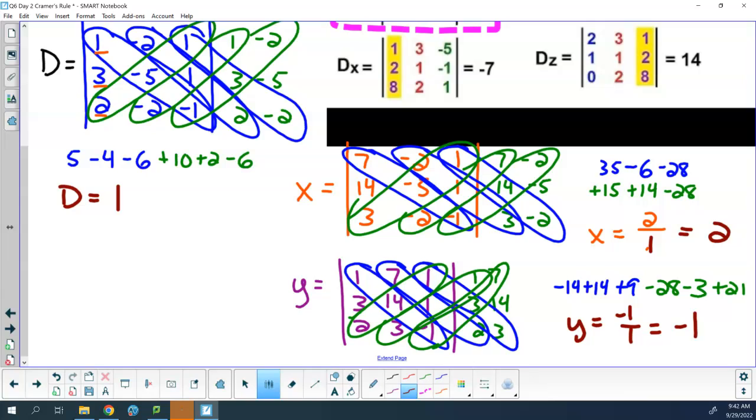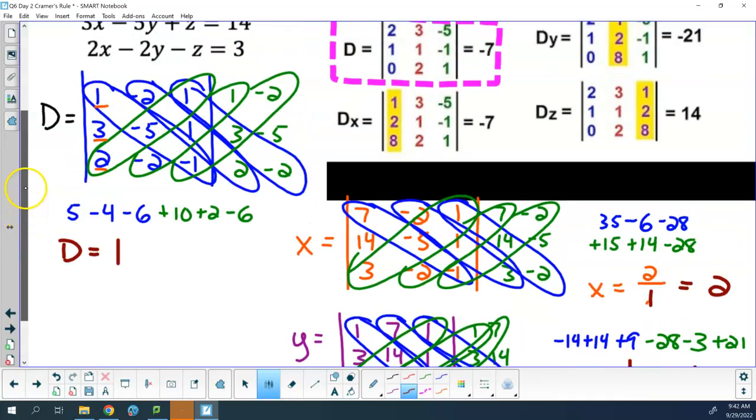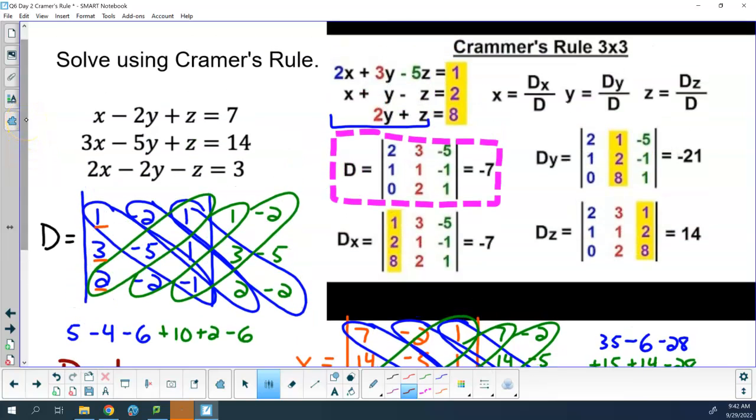Negative 1 for Y? Yeah. Yes? Okay. Now, do we have to do Z? Why not, Luke? So keep those 2 back in. So we know that X is 2. We know Y is negative 1. So we could solve it by Cramer's rule, or we could just plug it back in.